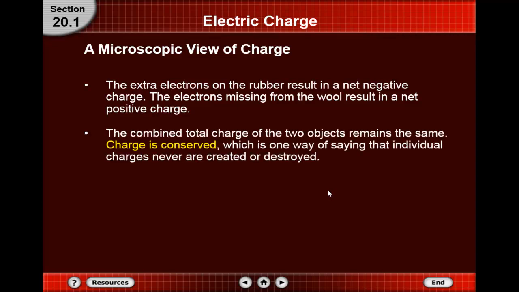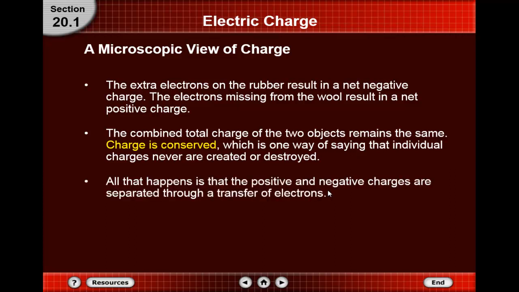The combined total charge of the two objects remains the same. Charge is conserved, which is one way of saying that individual charges are never created or destroyed. So the charge, like matter and energy, is never created or destroyed. All that happens is that the positive and negative charges are separated through a transfer of electrons.